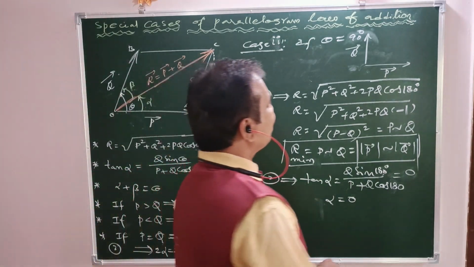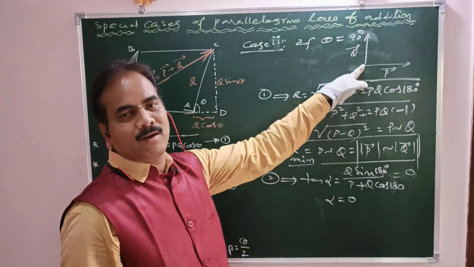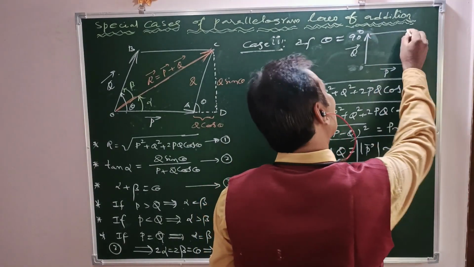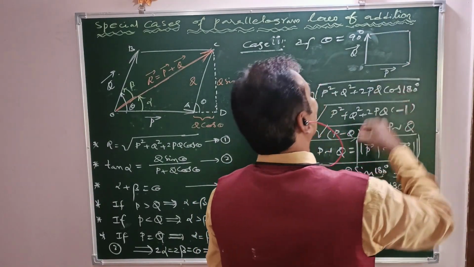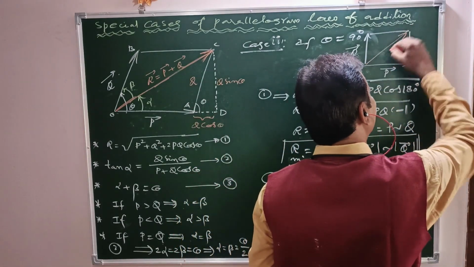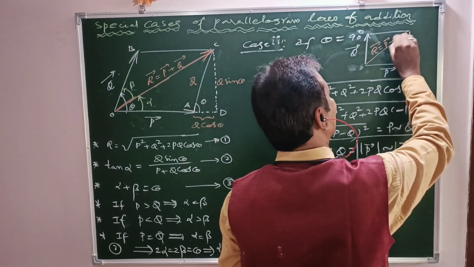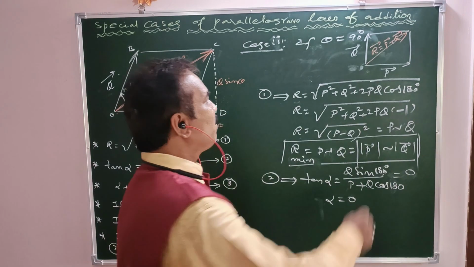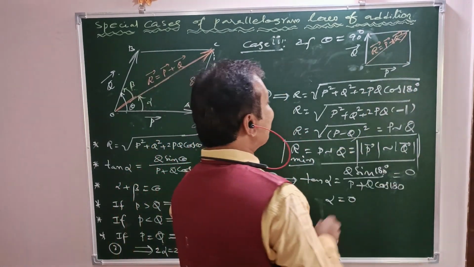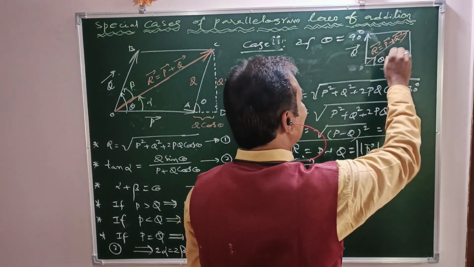These two are taken as the adjacent sides of the parallelogram drawn from the same point. Now take the other two sides parallel to these. The diagonal drawn from the same common point is the resultant of these two vectors. So r bar equals p bar plus q bar. Now what is the angle between the parent vectors? That is 90 degrees. So theta is 90 degrees.